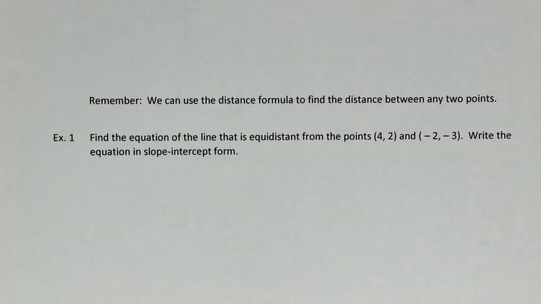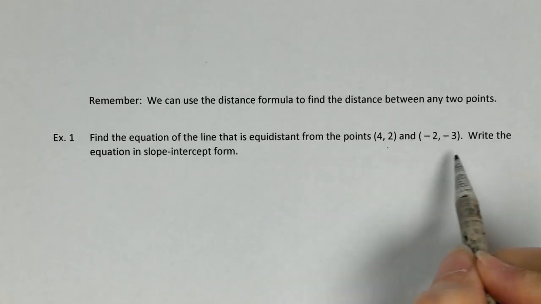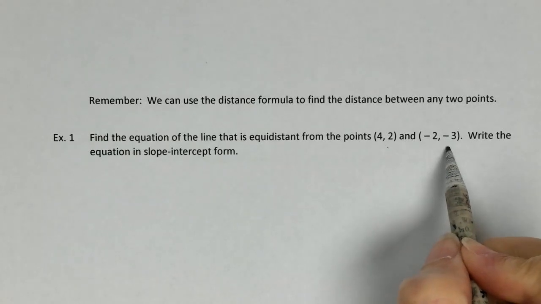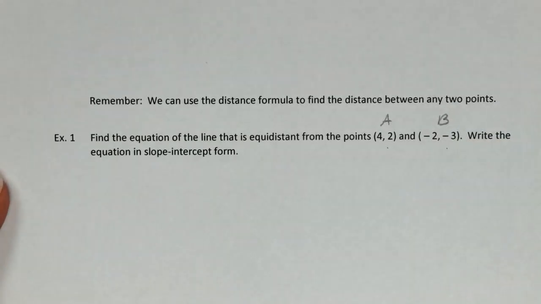So look at example 1. Find the equation of the line that is equidistant from those 2 points. And we're supposed to write the equation in slope-intercept form, which is the form we're used to working with. All right, so that means the distance from some point (x, y) to (4, 2) is the same as the distance from that same point (x, y) to (-2, -3). So I'm just going to call those point A and point B, like up above.